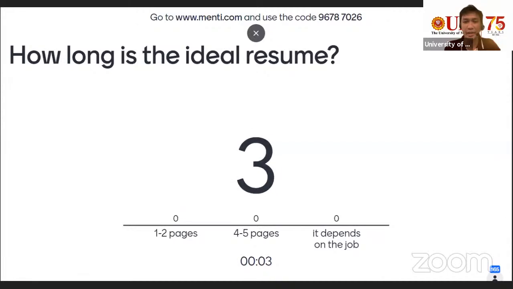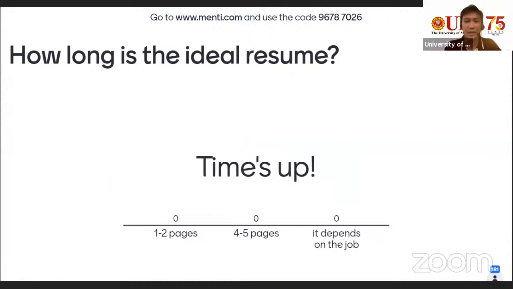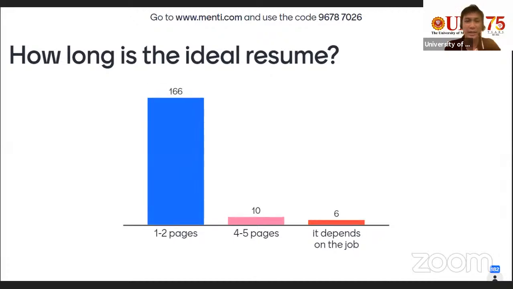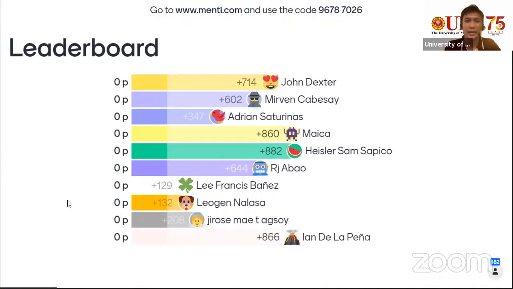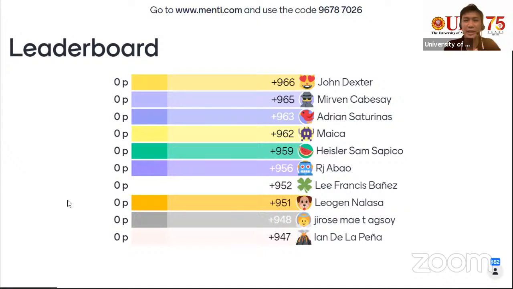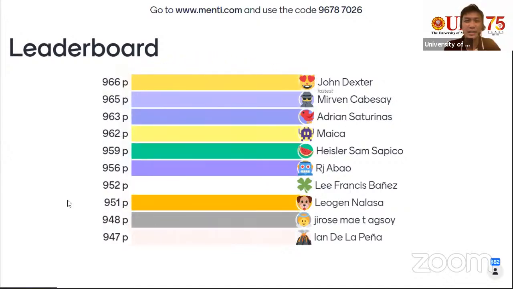5, 4, 3, 2, 1, and time is up. Let's see which is the most chosen. Mostly said 1 to 2 pages, and that is correct. Congratulations. Let's see who's on top of our leaderboard. On the first question, the leader is John Dexter, and he's also the fastest. Then Mervin, Adrian, and Micah. Okay, let's proceed to the next question.